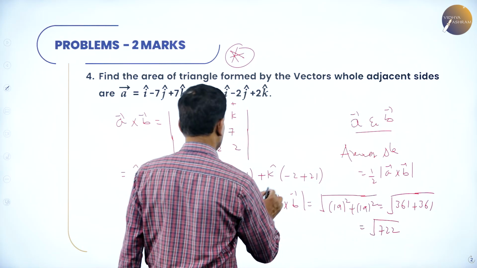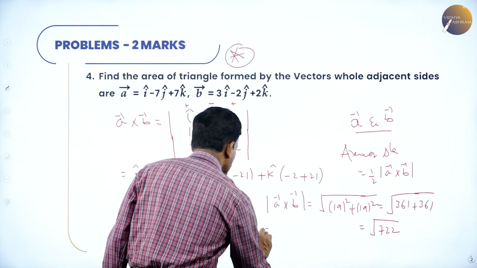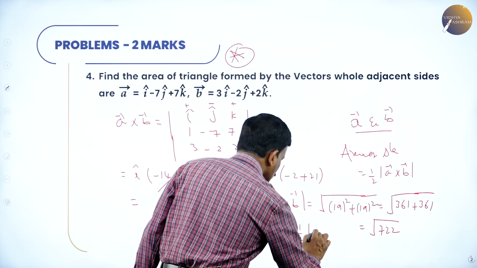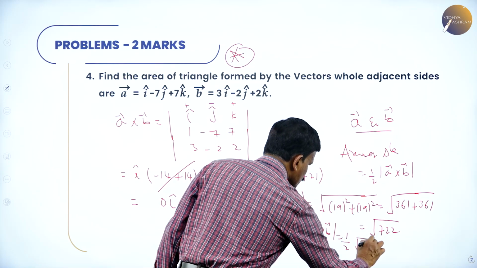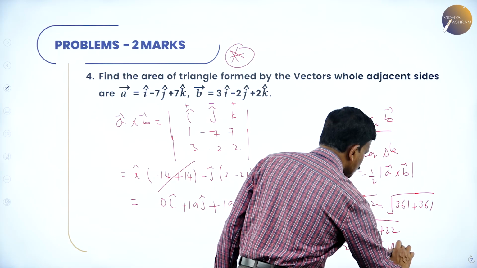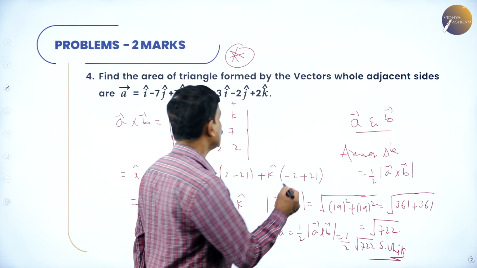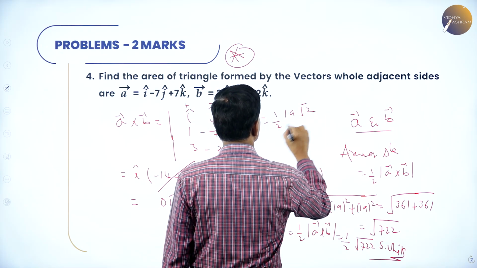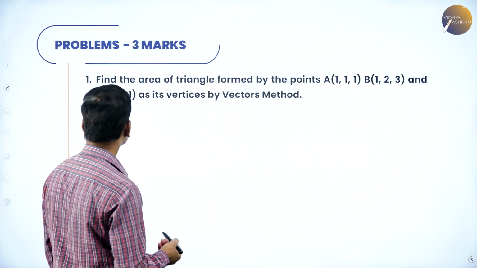So therefore the required area of the triangle is half into length of a cross b, that is nothing but half times root of 722 square units. That's it. This is the area. Or if you want, you can also write it like this, half into 19 times root 2. That's it. Now move on to the next one.